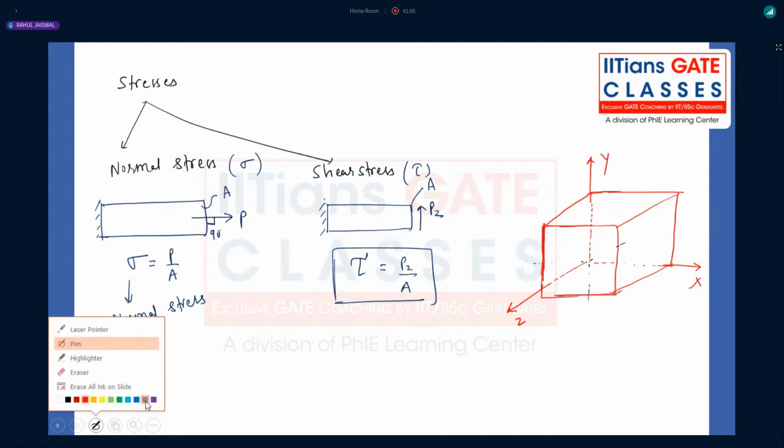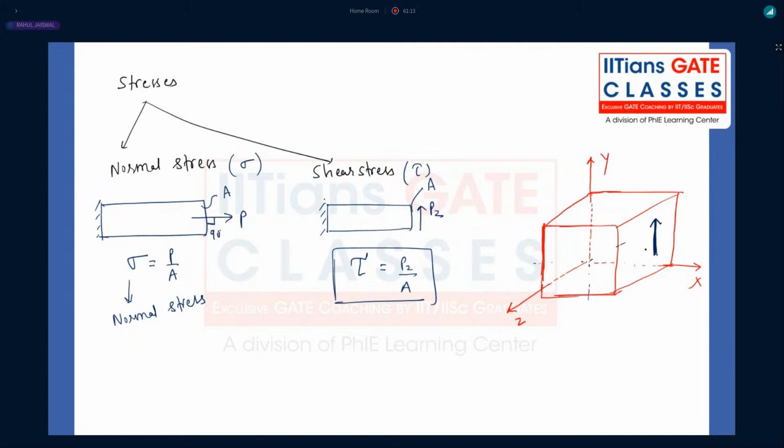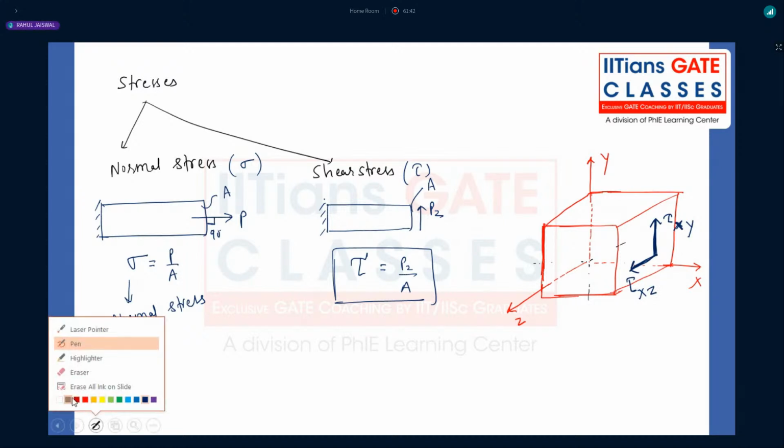If I show like this, suppose for example here, what is this? On which phase is this tau acting? X phase. On which particular direction? Y direction, tau xy. This tau, on which phase is it acting? On this particular x phase. In which direction? Positive z direction. Is this particular thing clear, all of you? Whether these things are clear?